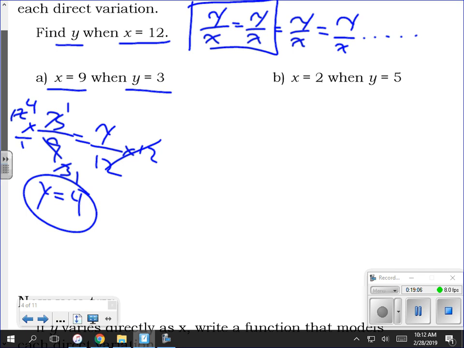No, it was 3. I crossed it out. Yeah. That's crazy.